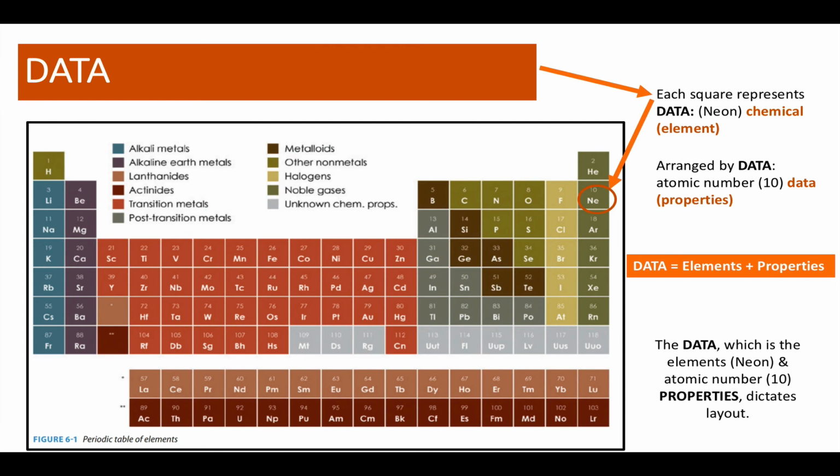The periodic element in chemistry, neon, is data. Every one of the elements on this table is data. The data is arranged by atomic number. If you look closely, you'll see 10 on the neon block. 10 is the atomic number. That, again, is a property of the data, but it is data. Data equals elements plus properties. The element of neon and its property, 10 atomic number, that is your data. The data, which are the elements, neon, and atomic number 10, dictates how this whole entire visualization is laid out. So again, it's driven by the data itself.